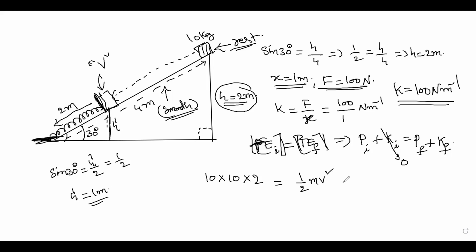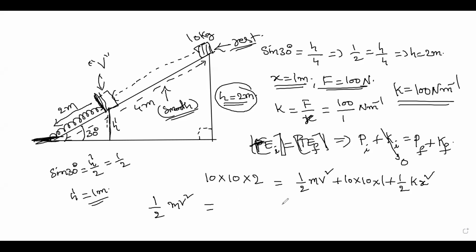So I got the final potential energy, which is mgh, that is 10 into 10 into 1 meter, plus the potential energy of the spring will also come into the picture. The potential energy of the spring is half kx square. So x is 2 meters, that is the potential energy of the spring. Okay, now we have this equation, half mv square. We'll write it here.